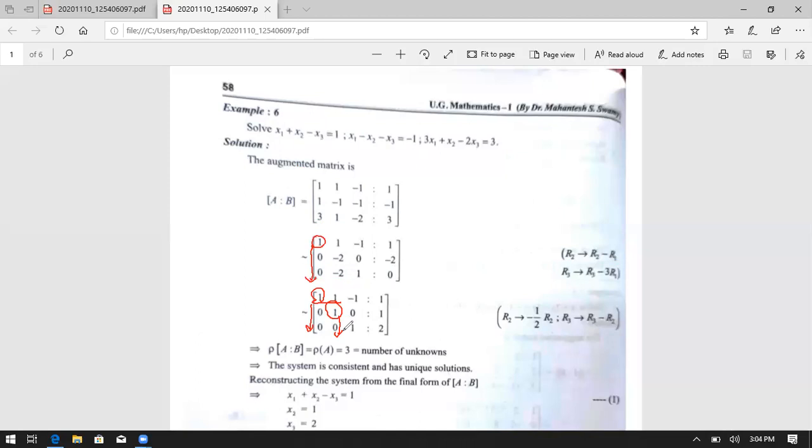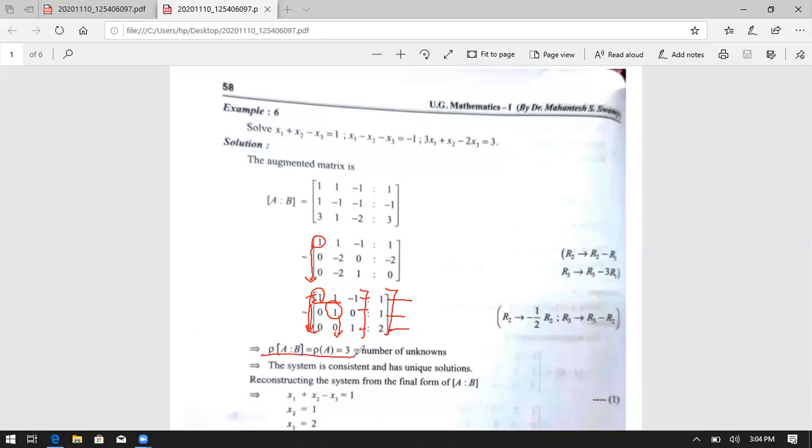Finally, you write here. This one is A. This is the rank of A, and this is the rank of AB. Therefore, the rank of AB is equal to the rank of A. Here 1, 2, 3, three non-zero elements are there. Rank of AB equal to 3. Then rank of A is also 3, 1, 2, 3.